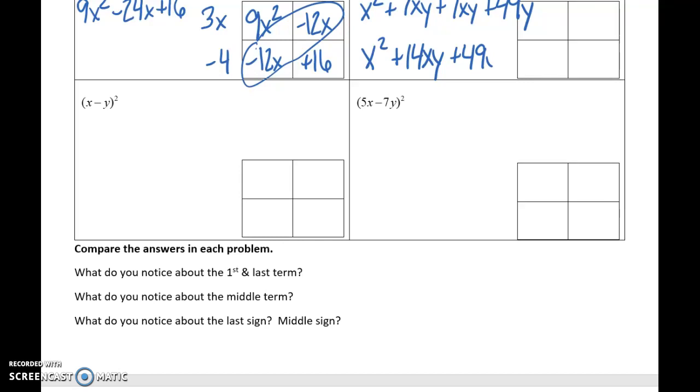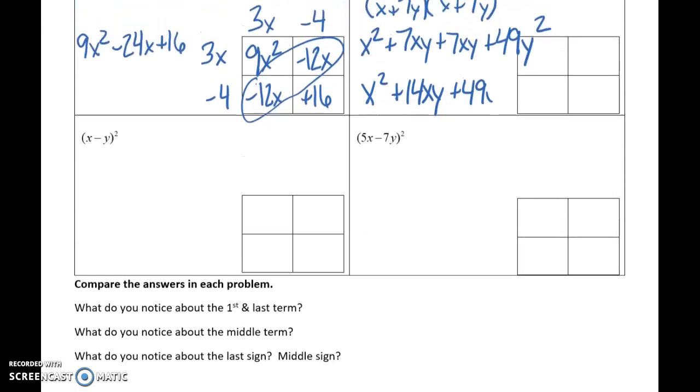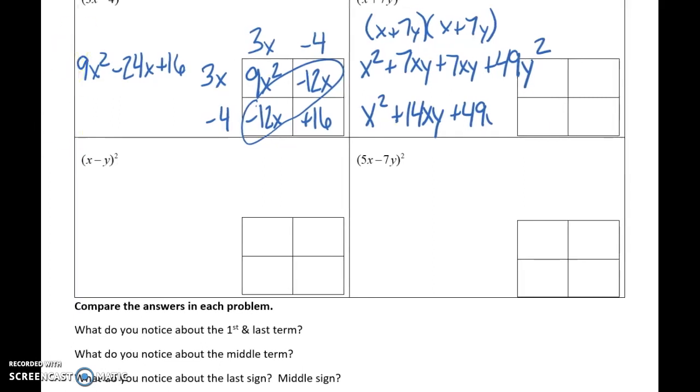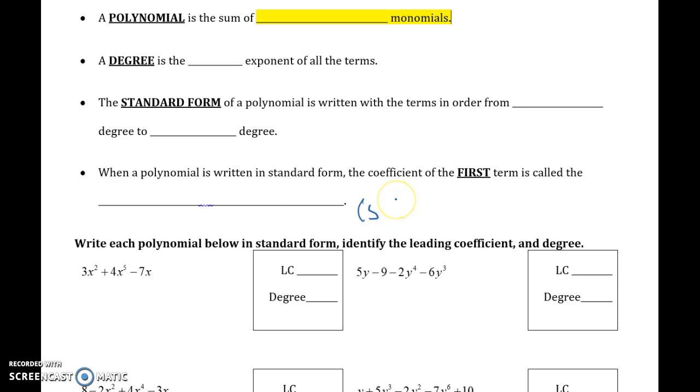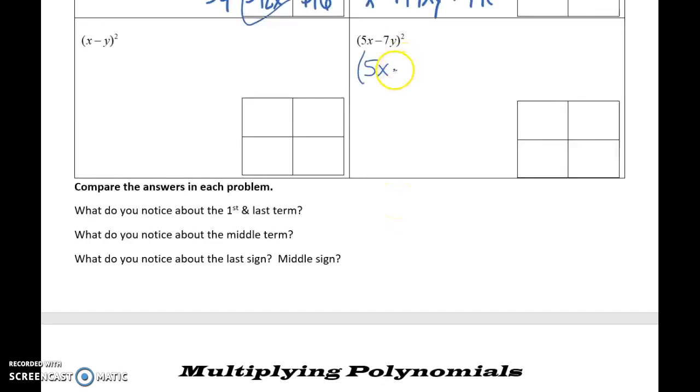All right, so I'm going to go ahead and do this one. I think we can just skip that one for now. And let's go over to this one. Okay, so, whoops. Having issues with my pen here.